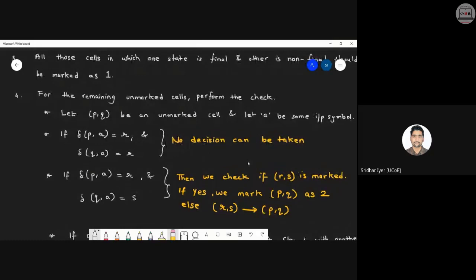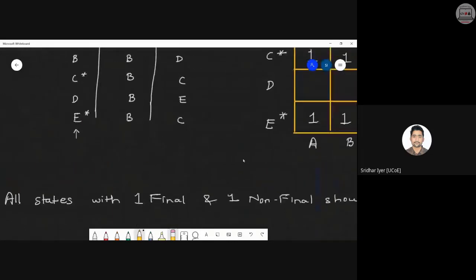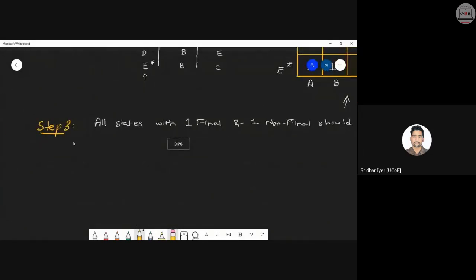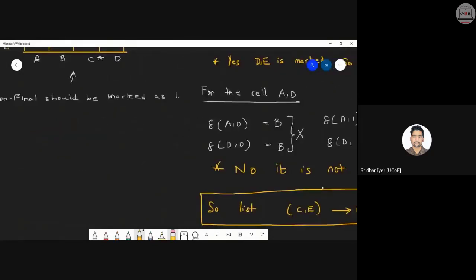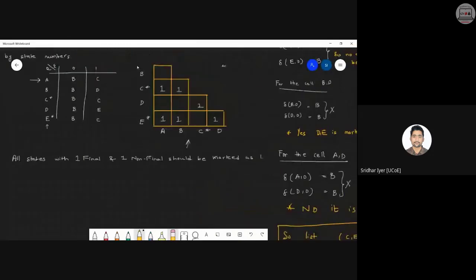Let P and Q be an unmarked cell and let A be some input symbol. This is the normal theorem. So what we need to do, before starting step number 4, is see which states are unmarked. Unmarked are all those which are not marked inside this box. All those states are unmarked cells.